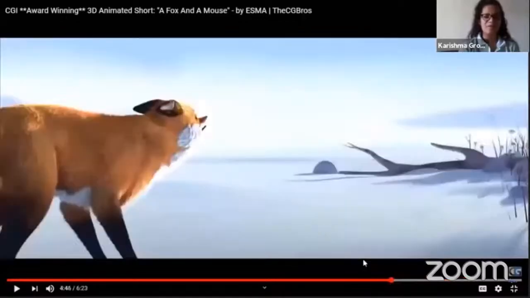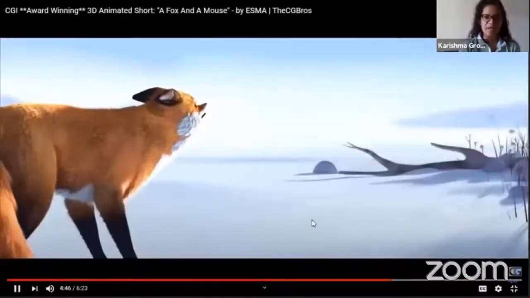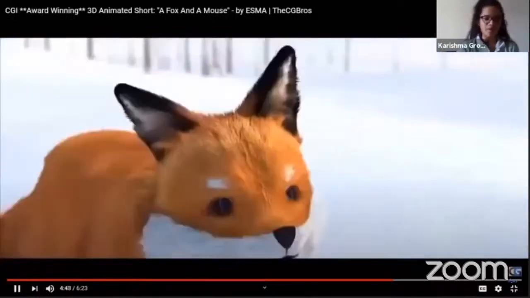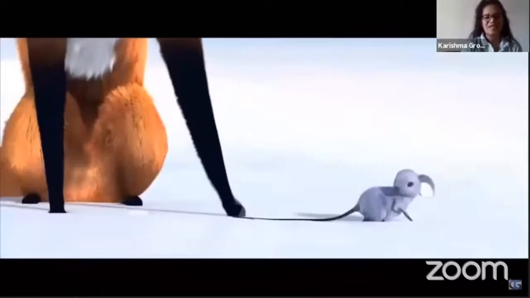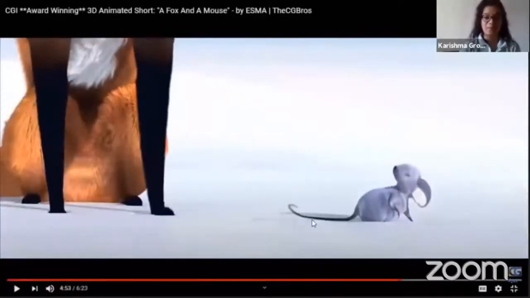Okay, so I think we had a happy ending over here. So let's see what happened. Okay, so he growled at them and they flew away. Okay, the owls. And now he got a very soft expression and he let the mouse free.